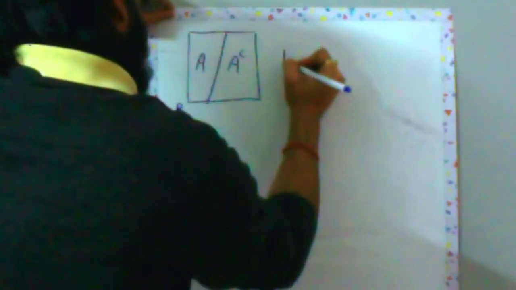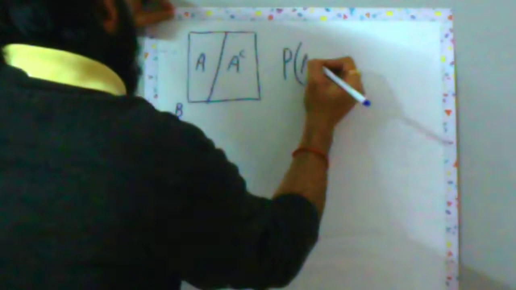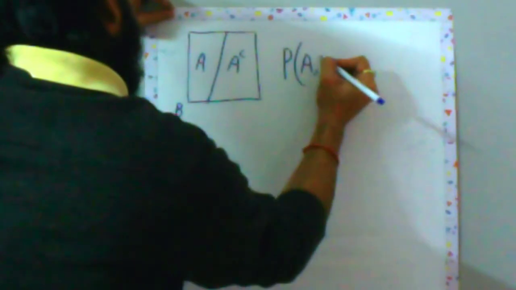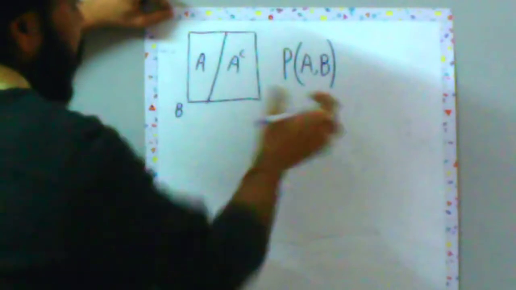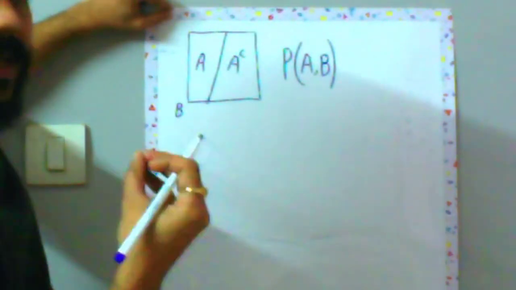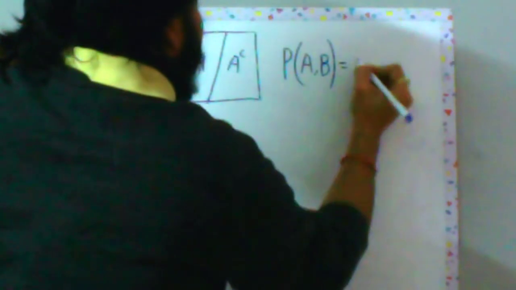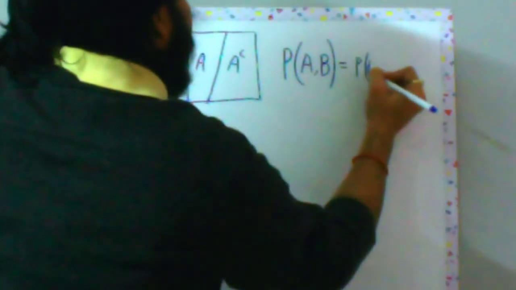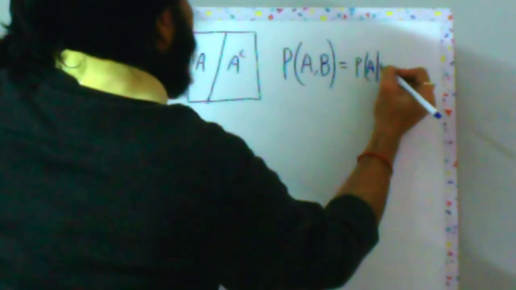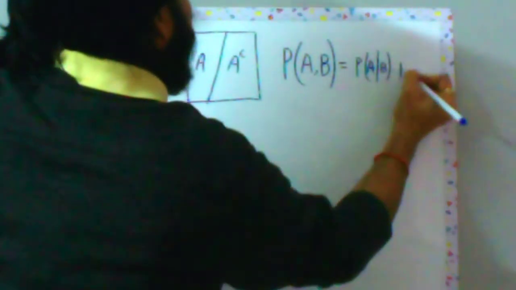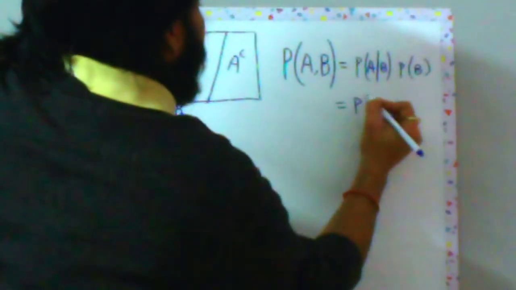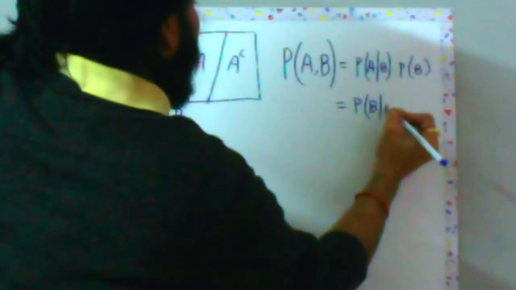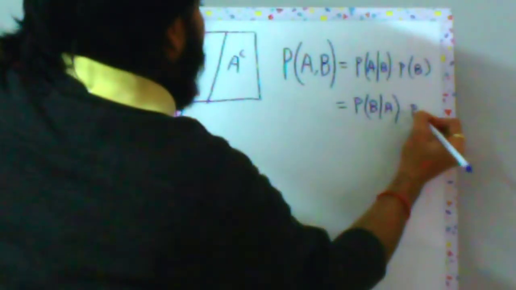So let us look at the probability of A and B, or rather the joint probability of A and B. I can use the conditional probability formula and simply write it as probability of A conditional on B into probability of B, or probability of B conditional on A into probability of A.